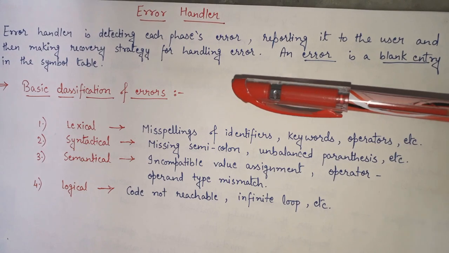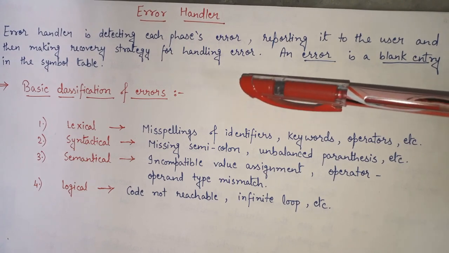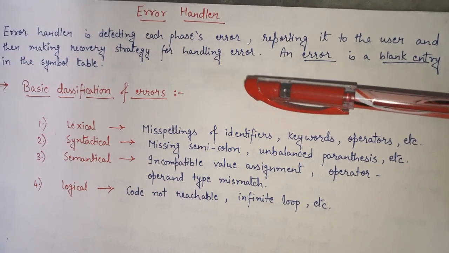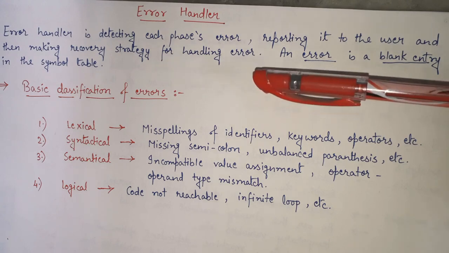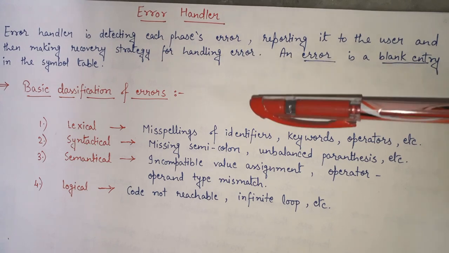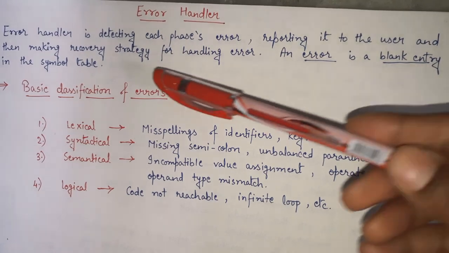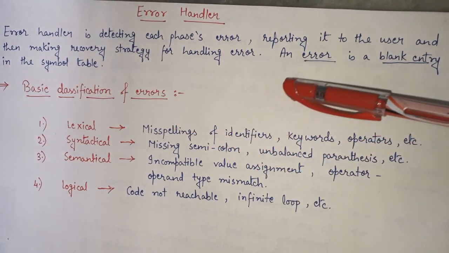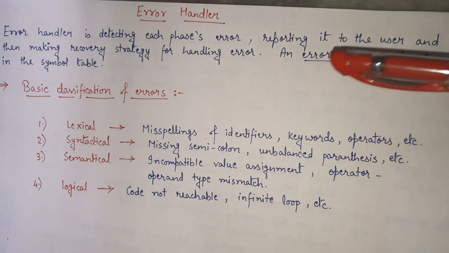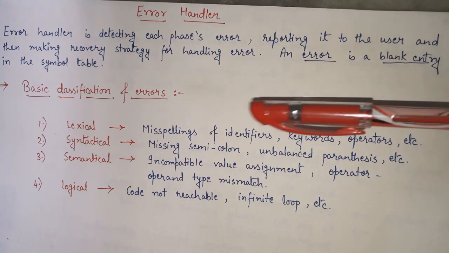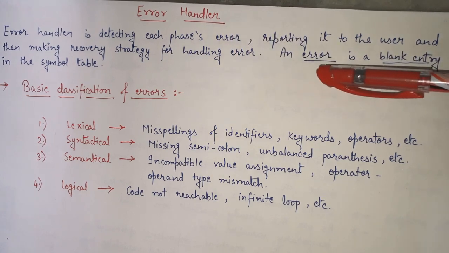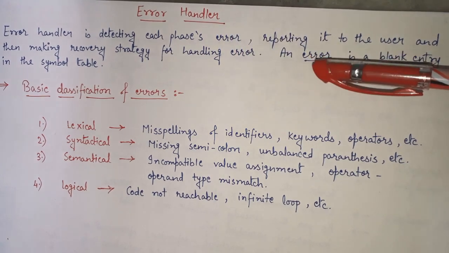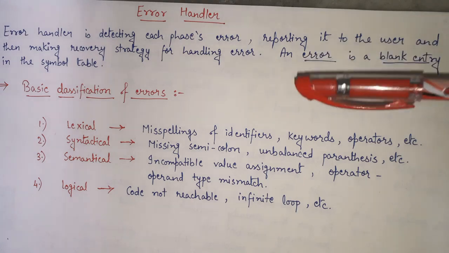Fine. So in case in any entry or in a particular cell, we are getting a blank entry, meaning we are not getting anything in that cell, what does that blank entry suggest? Error. So similarly in a parsing table or in a symbol table, whenever we are getting a blank entry, it suggests that there is some error in that particular phase. So this is all about error handler. This is how we can identify the error: whenever we are getting a blank entry, it is an error.